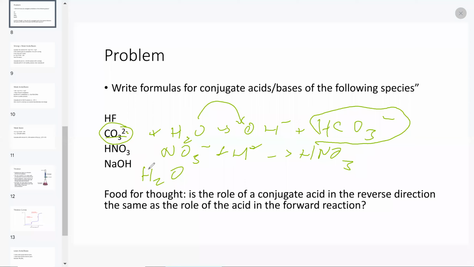So the final question is just something to think about. Is the role of a conjugate acid in the reverse direction the same as the role of the acid in the forward direction? So the role of the acid in the forward direction is to donate H plus. The conjugate acid in the reverse reaction also donates H plus. So they fill the same role, right? Yeah. The role, yeah. Okay.